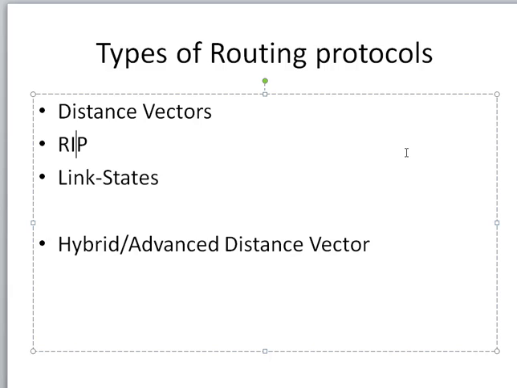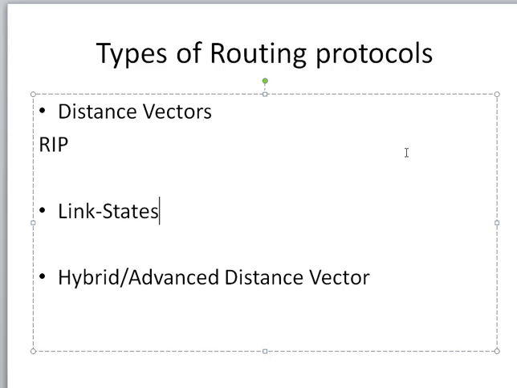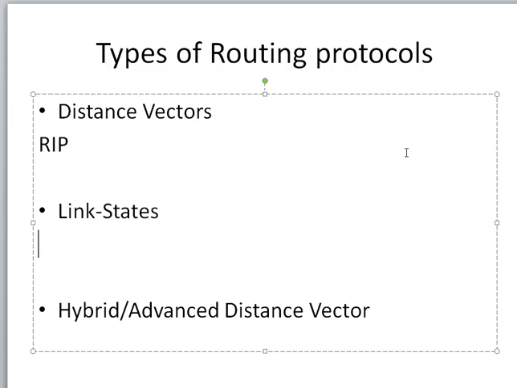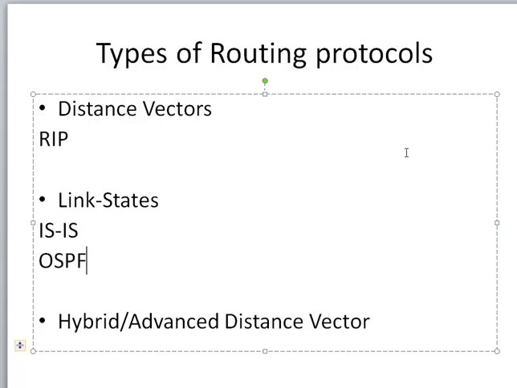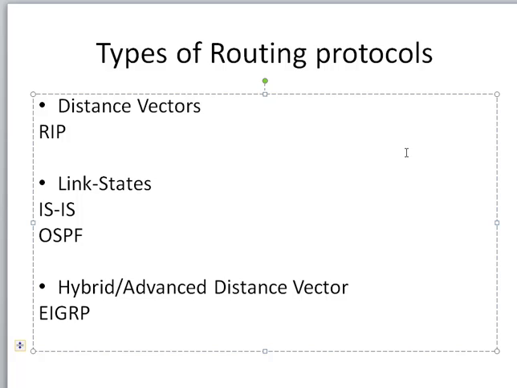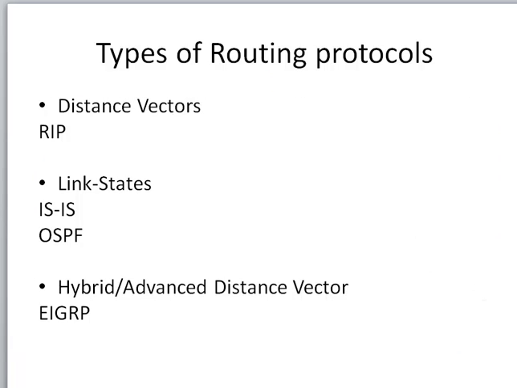RIP falls into this category. Link states would be your IS-IS and your OSPF. And your EIGRP lives here. So, Sharmita, when we talk about distance vector, we're talking about more of the type of routing protocol.